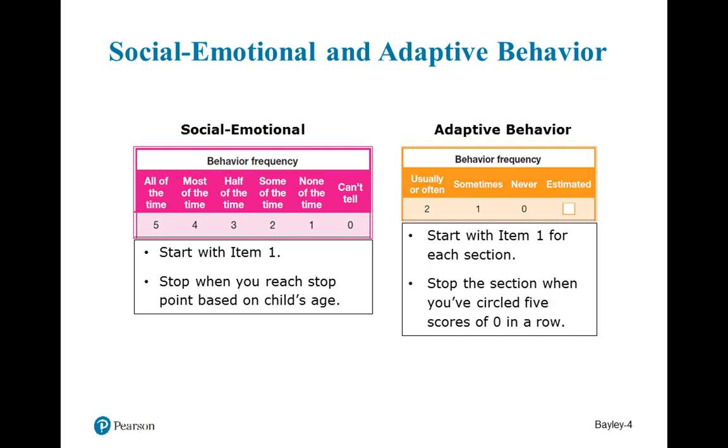For the social, emotional, and adaptive behavior questionnaires, be aware of their administration instructions so that you can make sure the caregiver understands them, because inevitably they'll end up filling out the whole thing when they really didn't need to, and there's a whole lot of redundant material. So save some frustration, and make sure they understand to start at item 1 for both of them. On the social emotional, stop when they reach the stop point based on the child's age. Remind them that there is a stop point for their child's age and to remember where to stop. Same with the adaptive behavior. Start with item 1, but stop in a section when they reach 5 circled scores of 0 in a row. So same as our discontinue on the other scales, and they need to be aware of that. Be sure to remind them of those rules.